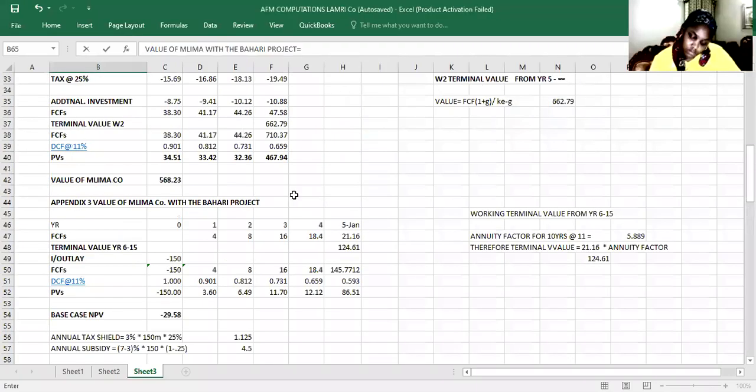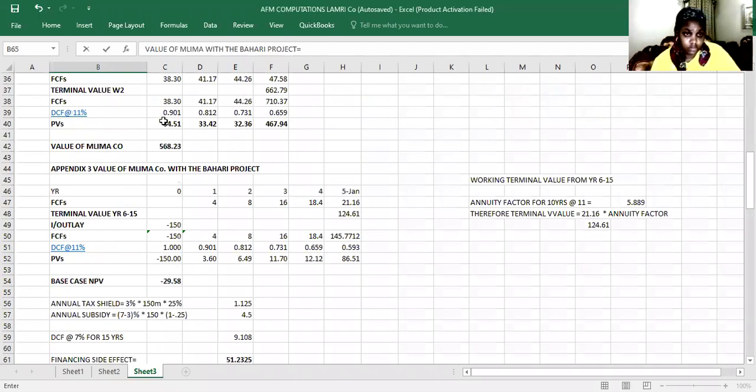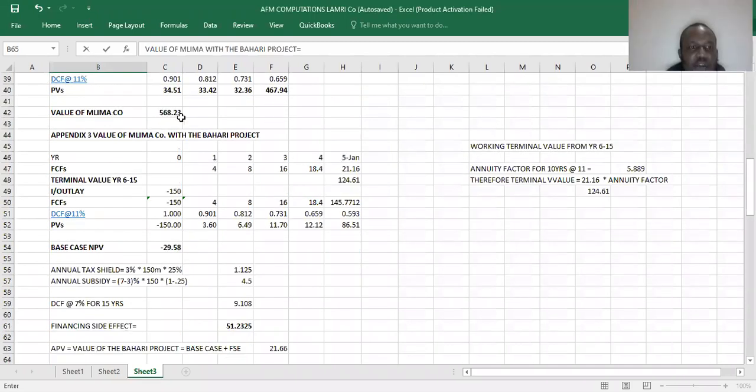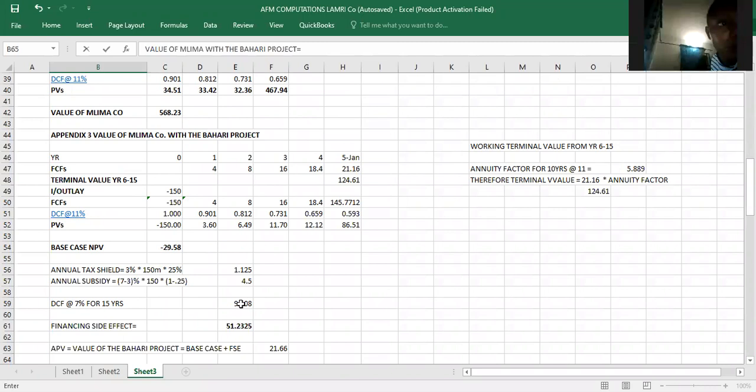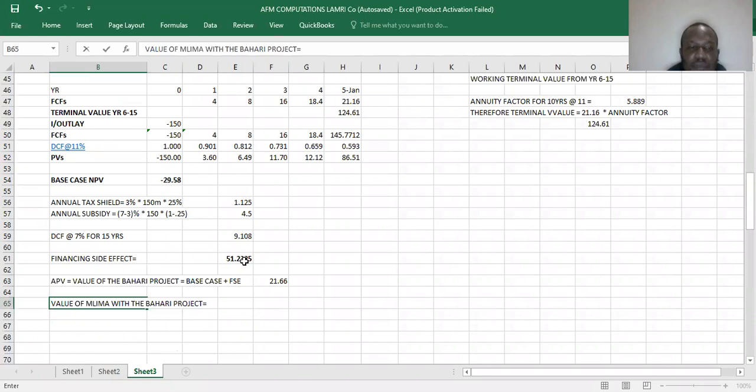Okay, so if we just make a little review, we have done our value of Mlima with the Bahari project. We're looking at the value of Mlima with the Bahari project. Remember that the value of Lima without the Bahari project would have been 568.23. Now, the APV of that Bahari project is 21.66.